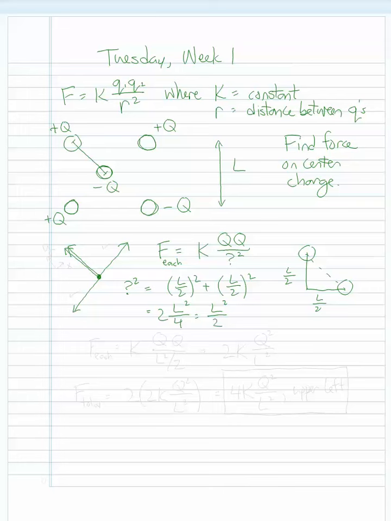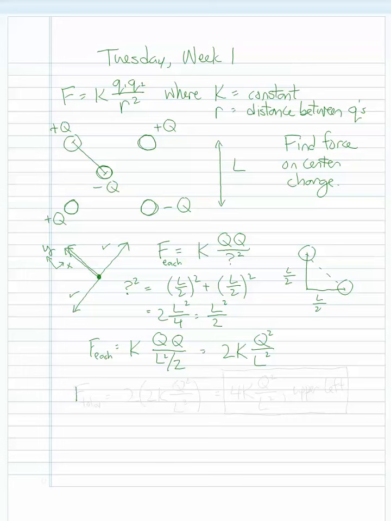That means I'll rewrite this as the force due to each is kQQ all over L squared over 2, and I'll simplify here. I notice that the two forces due to the lower left and upper right will actually cancel when I add them together, because if I choose axes that look like this, the x components will cancel. So all I'm left with is 2 of the y components.